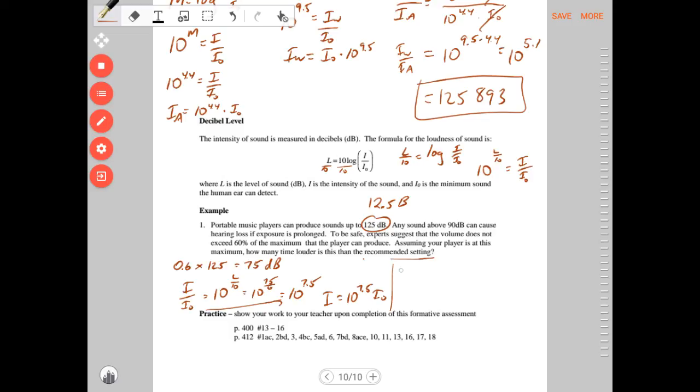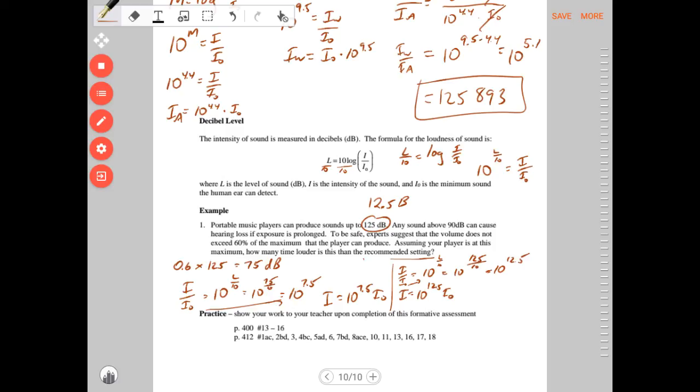The maximum is 125, so the intensity of the maximum is going to be 10 to the L over 10. Well, the loudness is 125, over 10, so that is 10 to the 12.5. So that's the intensity that the portable music player can play. So I equals 10 to the 12.5 I0s. We just multiplied the I0 up.